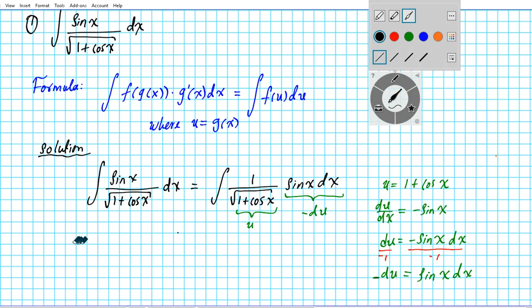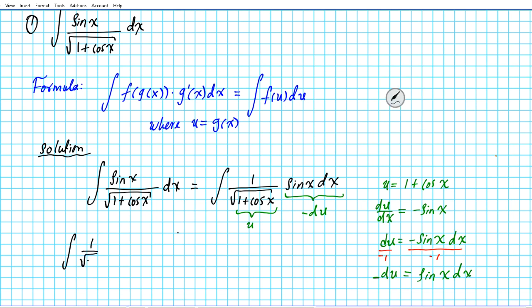This entire integral here becomes the integral of 1 over root u times negative du, which can be rewritten, as you factor out the constant, which is negative 1 or just negative, integral of 1 over root u du. So this illustrates the power or the beauty of the u substitution method. This complicated integral has been rewritten as something really nice here.